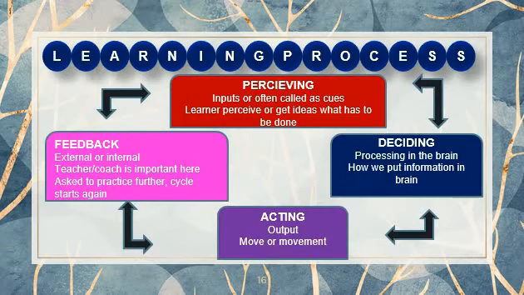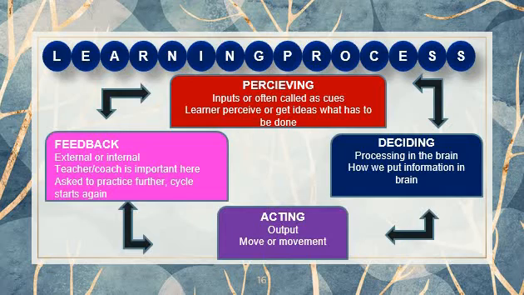Learning has four stages: perceiving, deciding, acting and feedback. Perceiving is nothing but the inputs, often called cues. The learner perceives or gets an idea of what has to be done, and how to perceive information and experience, like direct experience and abstract conceptualization. The learner perceives something new through different senses and direct experiences, and the learner uses cognitive ability to identify and learn new things.